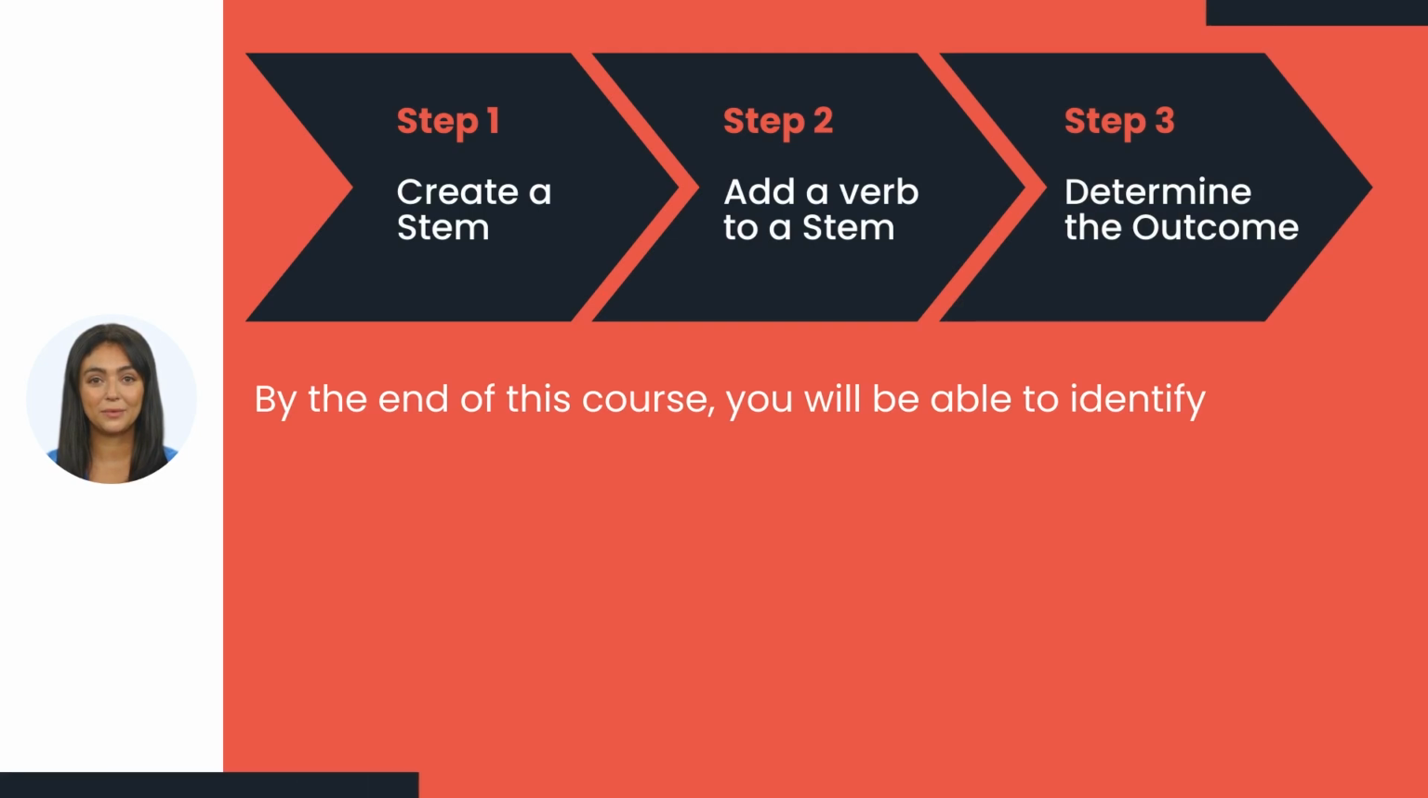Step 3. Determine the actual product, process, or outcome. In just 3 simple steps, you've crafted a clear and effective learning objective.